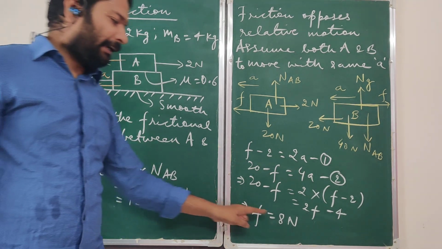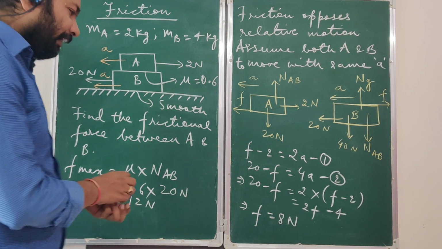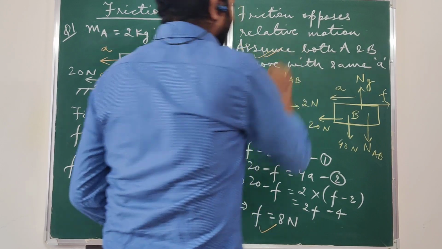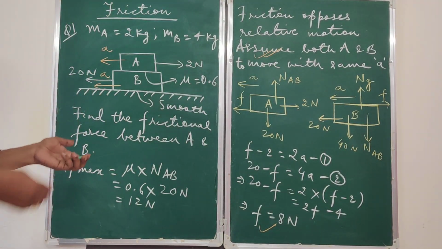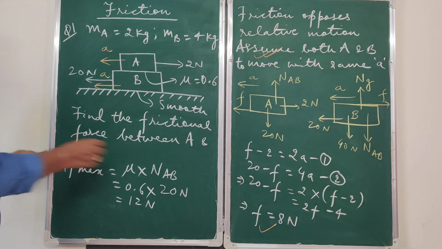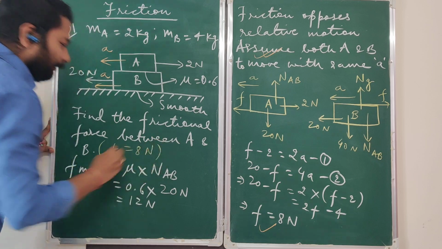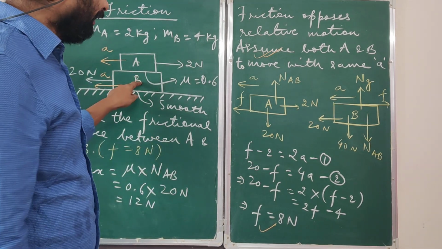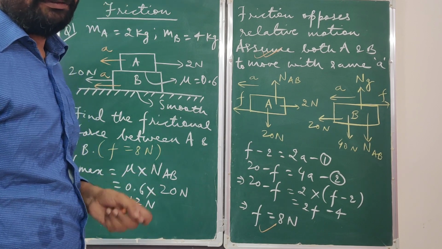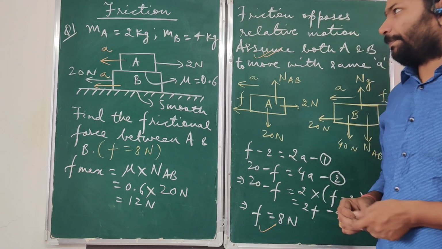So the requirement is 8 Newton. The possibility is 12 Newton. So this condition is possible and our assumption is also valid and correct. So what will be the amount of frictional force that will act between A and B? It will be 8 Newton. So this much 8 Newton frictional force will act between A and B, and there won't be any relative motion. Okay. Thank you.